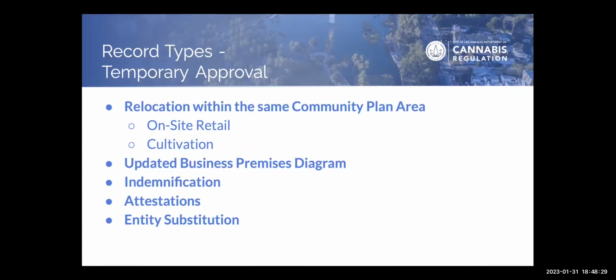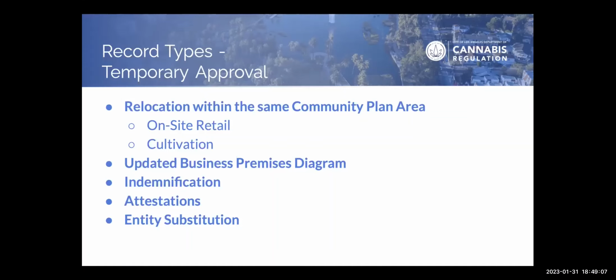Of course, once you've been issued a license, you'll have the ability to submit those updated business premises diagrams against the record. If we review the business premises diagram and it results in a square footage change of more than 2,500 square feet or 20% of your existing footprint, whichever is larger, then it would be considered a relocation, and then we would process it through the relocation process. Indemnification and attestations can be updated as owners change because they are started on the record.